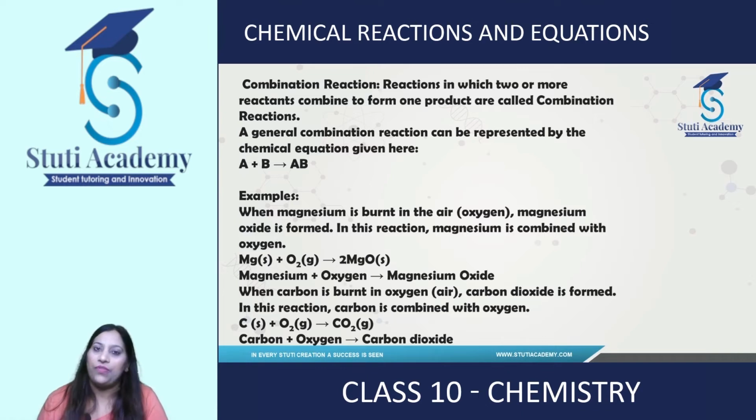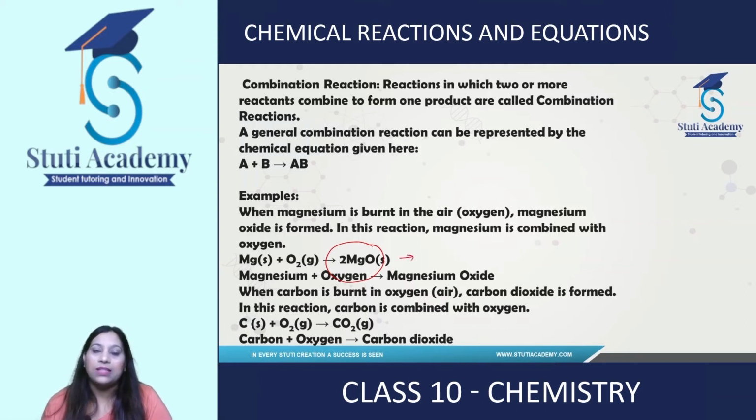First is combination reaction. As the name itself says, combination means combining. When two or more reactants combine together, they form a product. So it's a combination of two or more substances, and it results in the formation of a product. As you can see in this example, when magnesium reacts with oxygen, it results in the formation of magnesium oxide. Here, these two are the reactants. These two substances, when combined together, form this product, which is magnesium oxide.